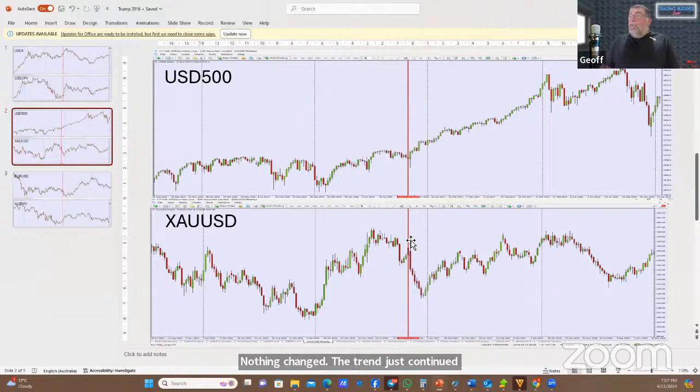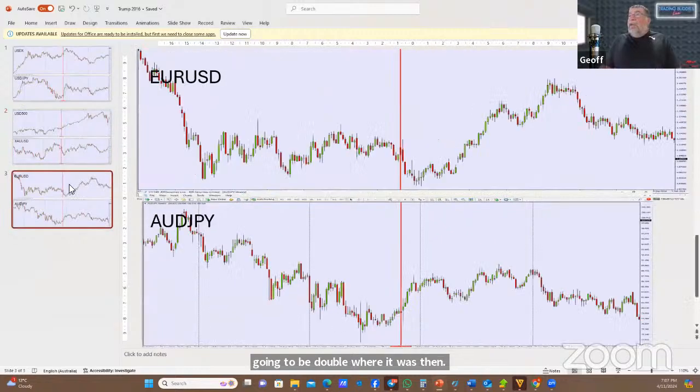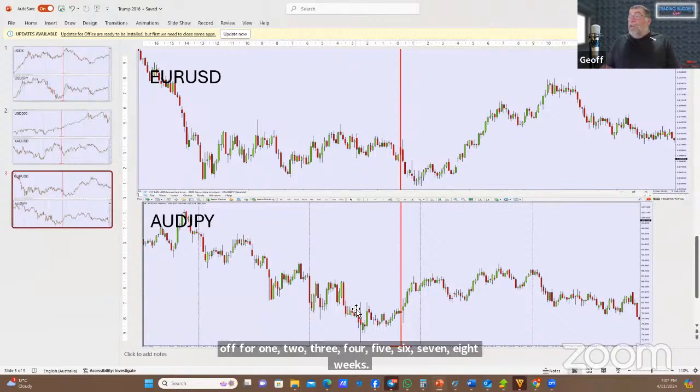Gold declined for 7 weeks, and then rallied, and we know where gold is now. It's nearly double where it was then. In fact, I think it is double where it was then. Euro versus the dollar sold off for 8 weeks before it went on a rally and a trend.